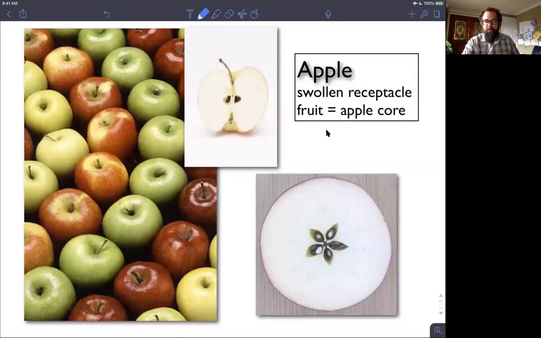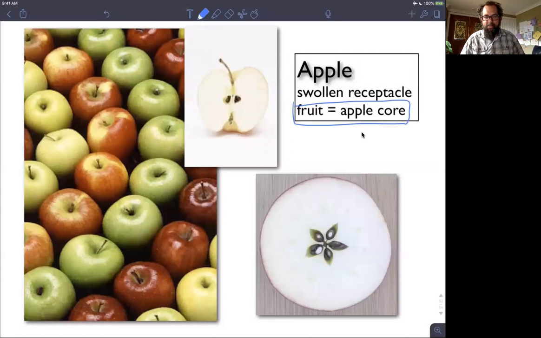And so the fruit is actually just the apple core itself. And the part of the apple that we eat is the fleshy receptacle again. So the receptacle actually grows up around the apple, swells up around the fruit part, the core of the apple. And it's the fleshy receptacle that we're eating.